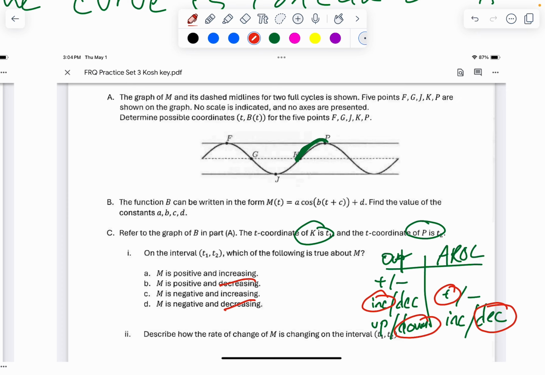And how is the average rate of change? Describe how the rate of change is changing. The average rate of change is decreasing because we're concave down. Okay, hopefully that was helpful.